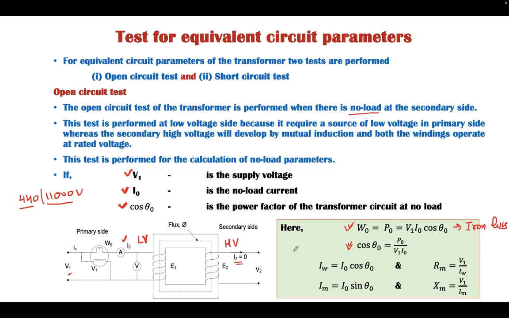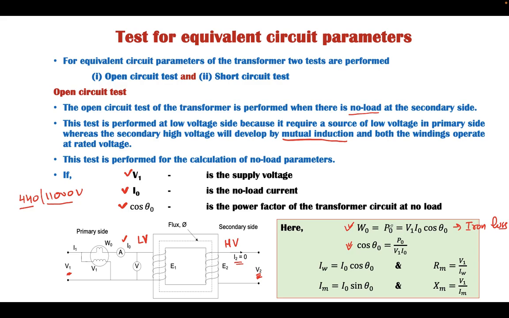Now in this case, when the rated voltage of a transformer is applied in the primary side, the rated voltage of the transformer is developed in the secondary side by mutual induction. We need not do anything. This is by the principle of transformer, and hence the losses in the transformer occur due to the iron part, and the iron loss in a transformer usually depends upon the voltage level.